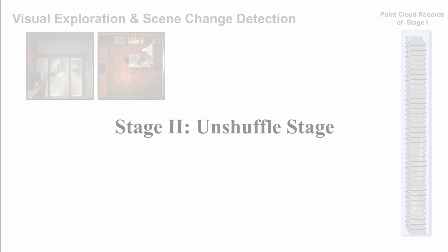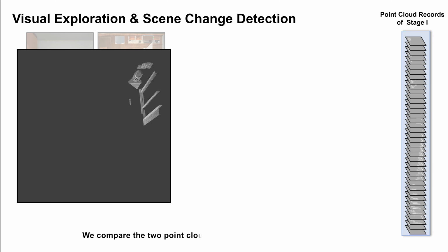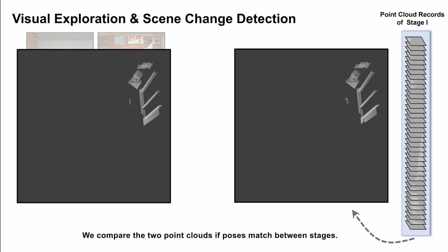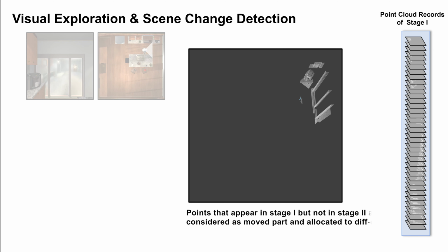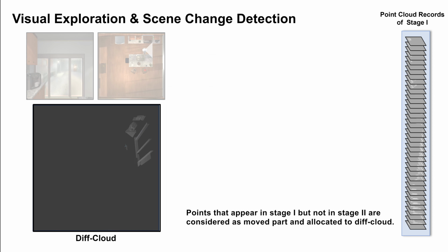In the Scene Change Detection module, we compare the point clouds corresponding to the goal configuration and the shuffled configuration of the scene, recording the moved part and the protruding part to construct the diff cloud, which encompasses changes in all areas of the scene.